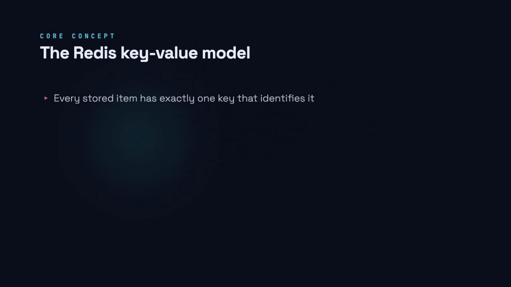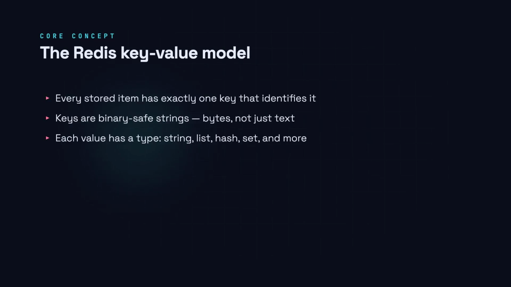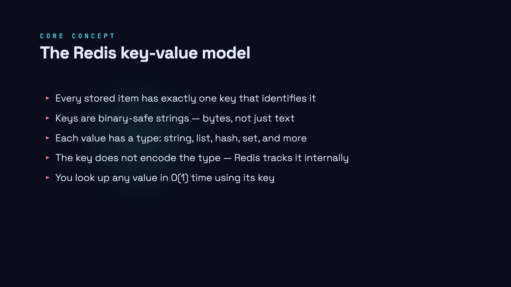Think of Redis as a giant dictionary. You hand it a key, it hands back a value. Unlike a plain hash map, each value has a specific type that unlocks a different set of commands.